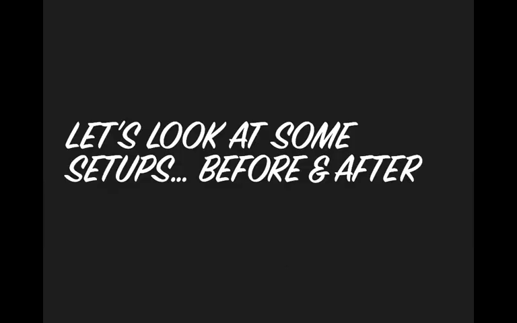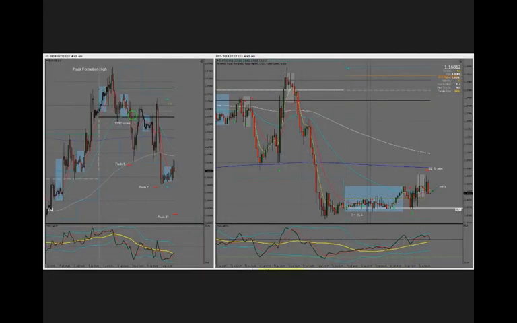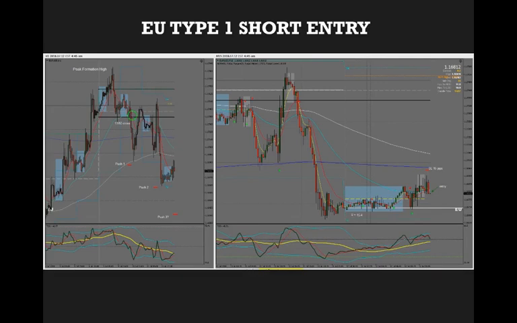All right, so what we're going to do now is look at some setups, some befores and afters, of what happened on Thursday and Friday. So Thursday, this was a type 1 short example. What I want you guys to get used to doing is putting your charts side by side like this, so you have your H1 chart and then your M15 chart, so that you can see the bigger picture, what's going on in the higher time frame, and then you're zooming into the lower time frames to take your entries.